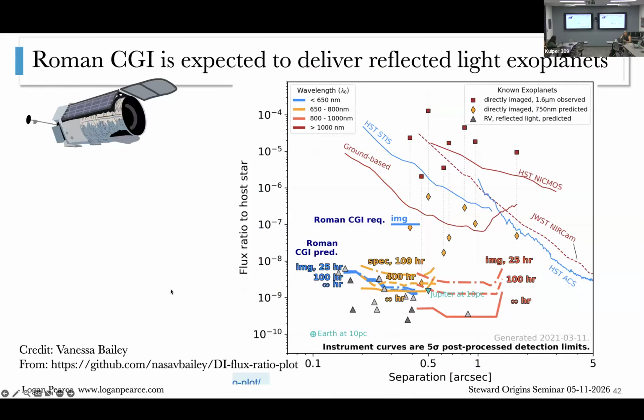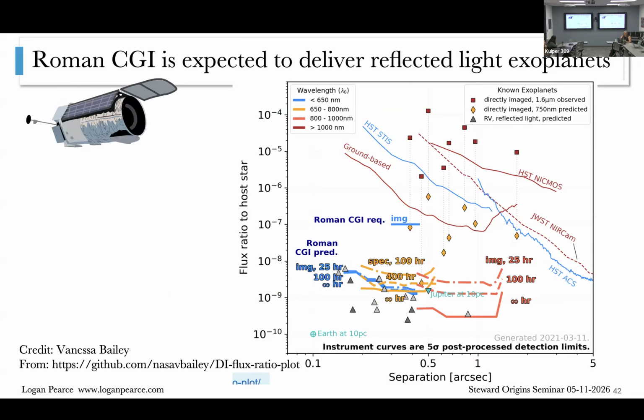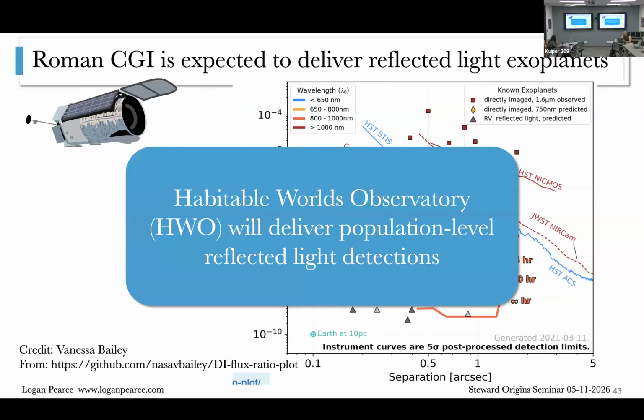So the Nancy Grace Roman telescope has the coronagraph instrument, or CGI, and it's expected to deliver some of the first reflected light exoplanet detections. This is that same plot, but now with some of the Roman contrast curves overlaid, predicted contrast curves. And you can see that we're starting to get down into that regime where some of the brightest gas giant planets are going to be detectable in reflected light. So we're expecting Roman to be able to detect a few reflected light planets. And then the Habitable Worlds Observatory, which is the follow-on Space Telescope program, is expected to deliver population-level reflected light exoplanet detections.